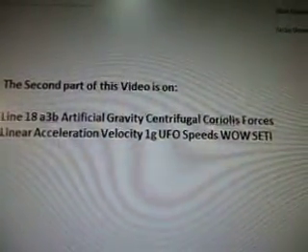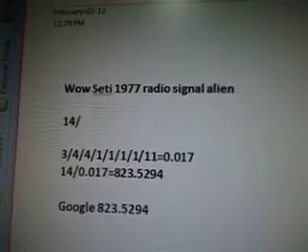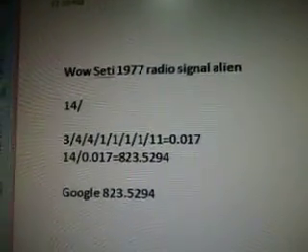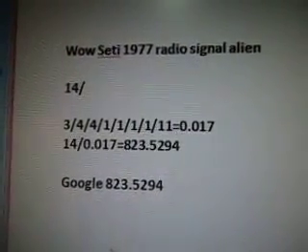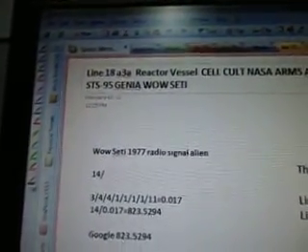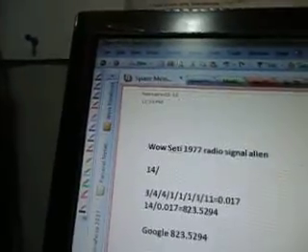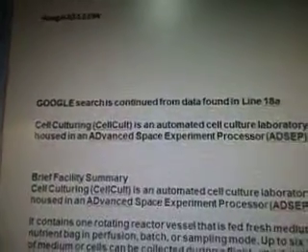Artificial Gravity, Centrifugal Force, Centrifugal Coriolis Forces, Linear Acceleration Velocity 1g, UFO Speeds, Wow Seti. This is based on the Wow Seti 1977 radio alien signal. That's the equation found on that line, and when I googled 823.5294, certain parts of data came up in 18A, and I've pulled all those parts and expanded them in these videos here. So the Google searches continued from data found in line 18A.